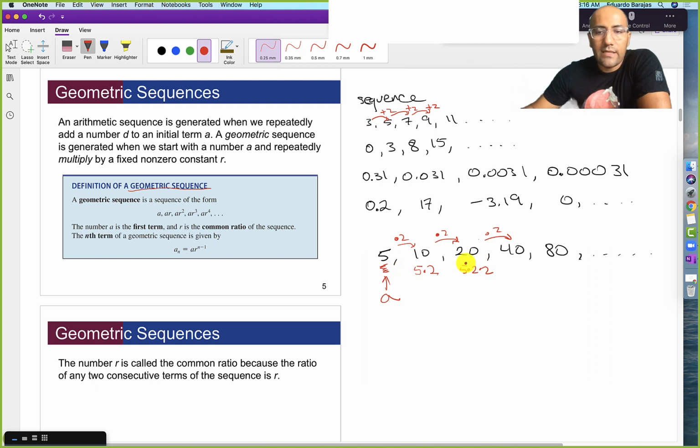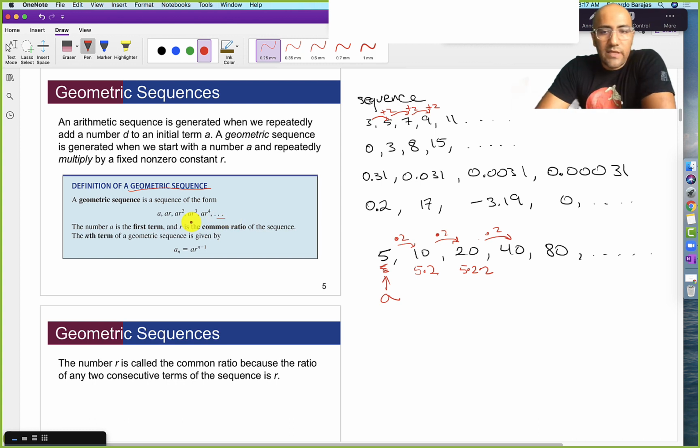Right? Or we can relate any one of these numbers as the initial value times a certain number of multiples of 2. Good. Okay, so here is the official description of the geometric sequence. A geometric sequence is a sequence of the form A, where A is the first term, then the next one is AR, then AR squared, then AR cubed, and so on and so forth.